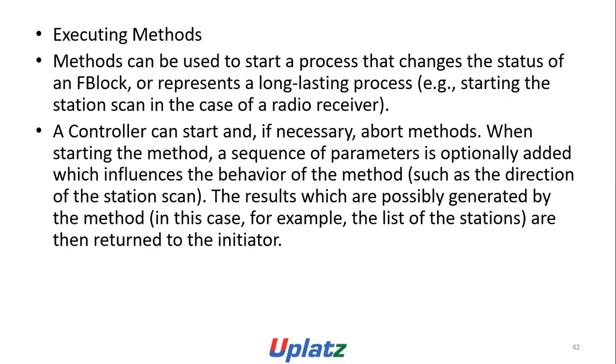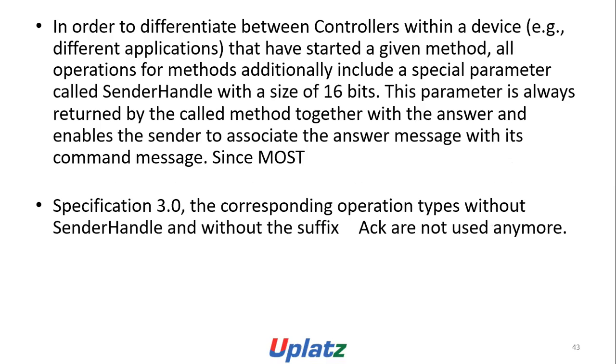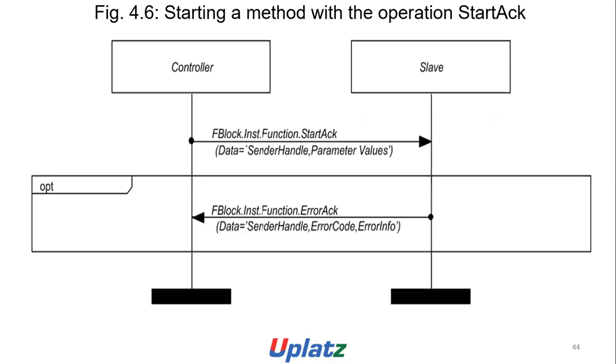The results, which are possibly generated by the method, in this case for example the list of stations, are then returned to the initiator. In order to differentiate between controllers within the device, for example different applications that started a given method, all operations for the method additionally include a special parameter called sender handle with the size of 16 bits. This parameter is always returned by a called method together with the answer and enables the sender to associate the answer message with its command message. Since MOST specification 3.0, the corresponding operation types without sender handle and without the suffix acknowledgement are not used anymore.